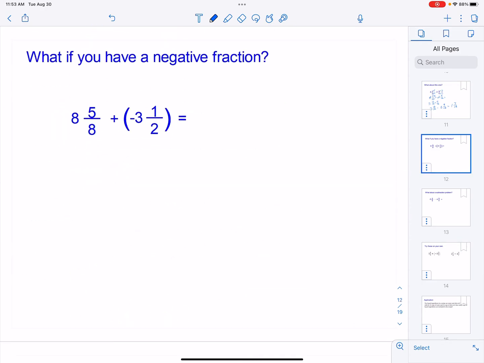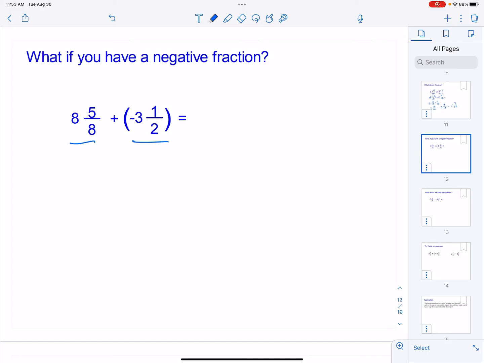What if you have a negative fraction? So now we're going to mix our integer rules and our mixed number rules together. Now what you got to remember in something like this is this number's positive, this number's negative. So what is our integer rule? Signs alike, add. Signs different, subtract.